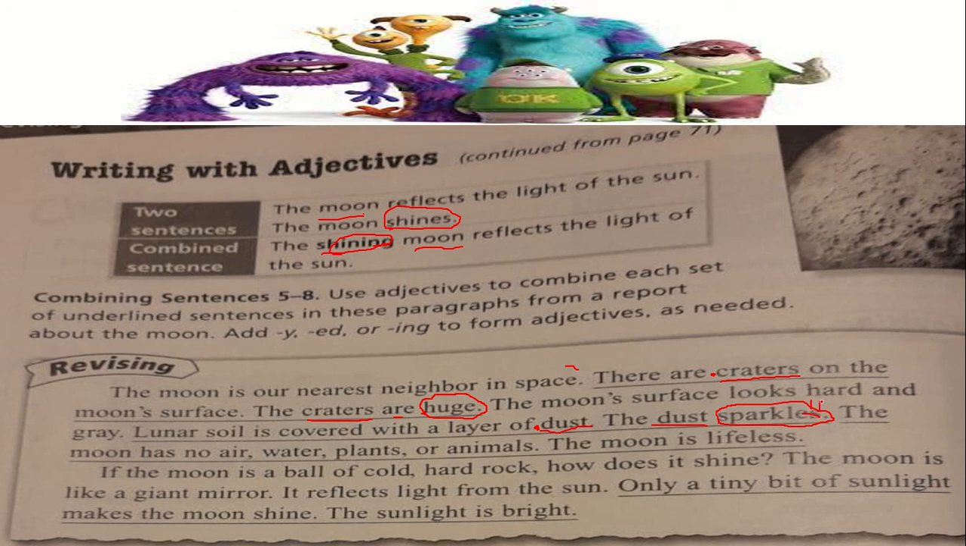Okay, you need to pay attention. You may use your dictionary to identify which is the adjective form of the word. So you will continue with the last two. It says the moon has no air, water, plants, or animals. The moon is lifeless. So which is the word being described? The moon. Which is the word after the linking verb? Lifeless. So lifeless is your adjective.